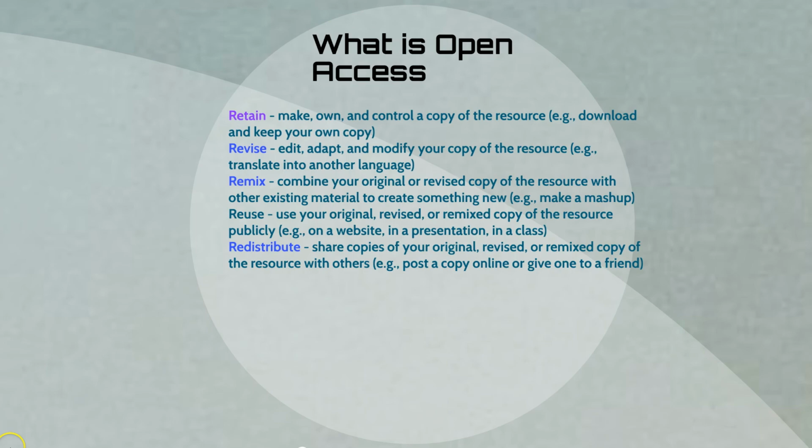So we want to look now at what is open access. David Wiley has given five principles that define what is meant by open access. One is the ability to retain your own information, copy it, and use it as you want. The second is to be able to revise other people's information and modify a copy and then transfer it.